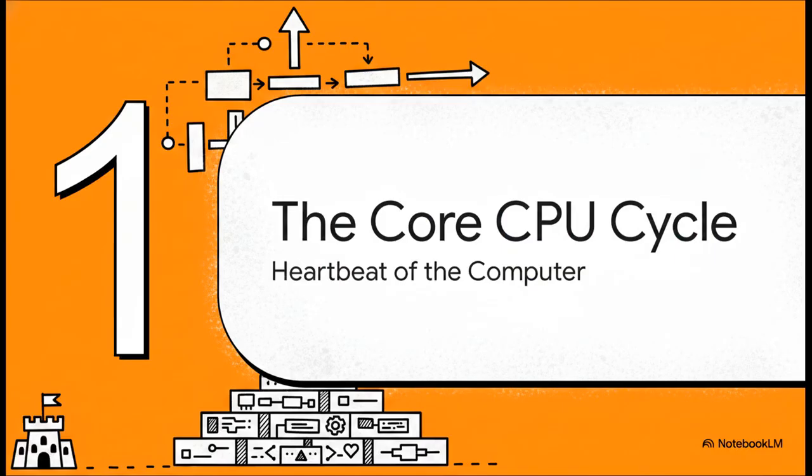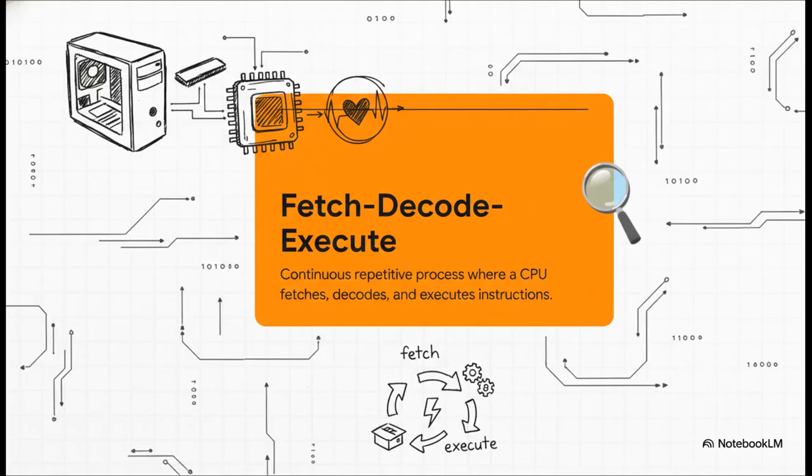Kicking things off with Section 1, the core CPU cycle, the true heartbeat of the computer. Now, this cycle is the fundamental mechanism of literally any computer, and it's happening billions of times a second. If you were to pop the lid off your desktop, you'd find two absolutely critical components: the main memory, which stores your programs, and the central processing unit, or CPU, which actually does the heavy lifting. The CPU processes data by constantly fetching instructions from that memory, decoding what the heck they mean, and then executing them. Like the slide says, it is quite literally the heartbeat of your machine.